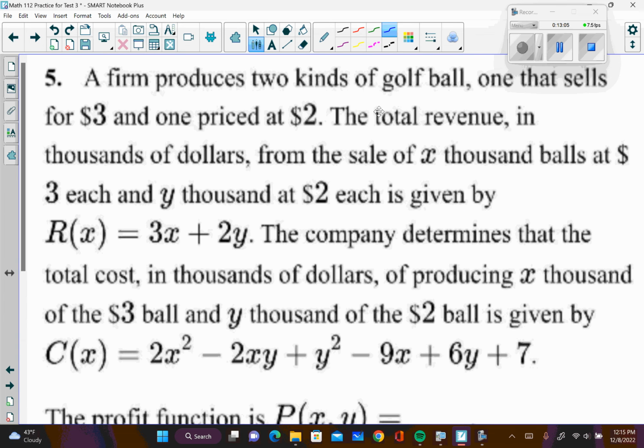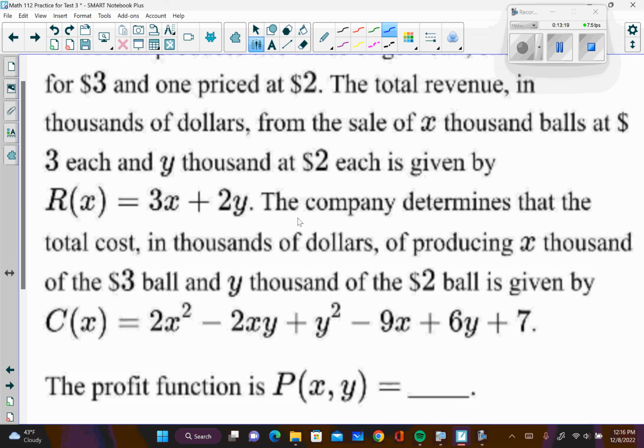A firm produces two kinds of golf balls, one that sells for $3 and one priced at $2. The total revenue in thousands of dollars from the sale of X thousand balls at $3 each and Y thousand at $2 each is given by R as a function of X. Actually, this is a kind of a typo. It should say R as a function of X and Y. Sorry about that. 3x plus 3y. The company determines that the total cost in thousands of dollars of producing X thousand of the $3 ball and Y thousand of the $2 ball is given by this, which should also say C is a function of X and Y.